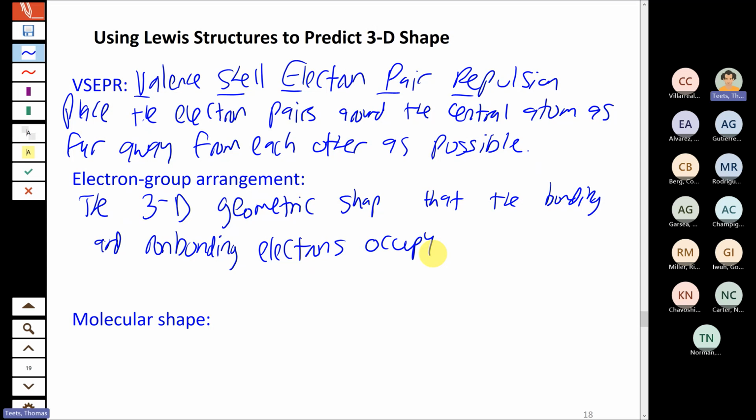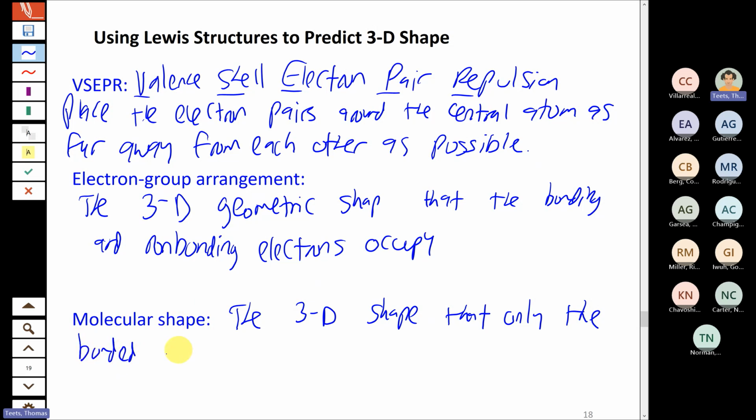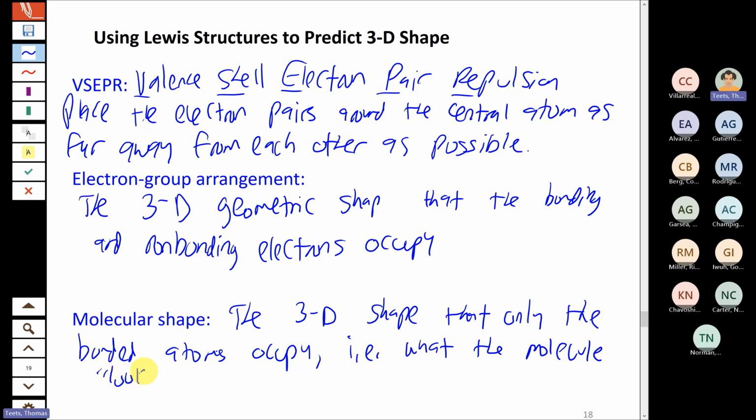The molecular shape is going to be the three-dimensional shape that only the atoms occupy. So the lone pairs are still there, and they influence what this shape will be, but the molecular shape just describes the shape that the bonded atoms occupy, which is kind of like what the molecule looks like. You can almost think of it as the electrons are there, but they're invisible. What we really see are the atoms in that molecule. And so the molecular shape describes that.